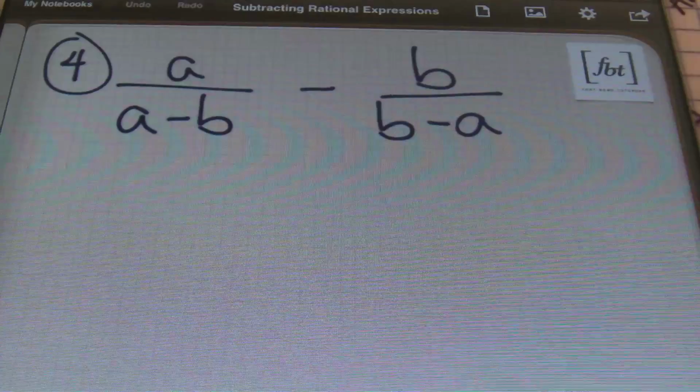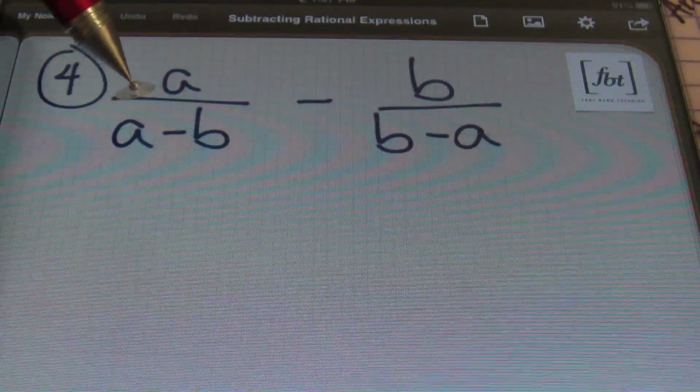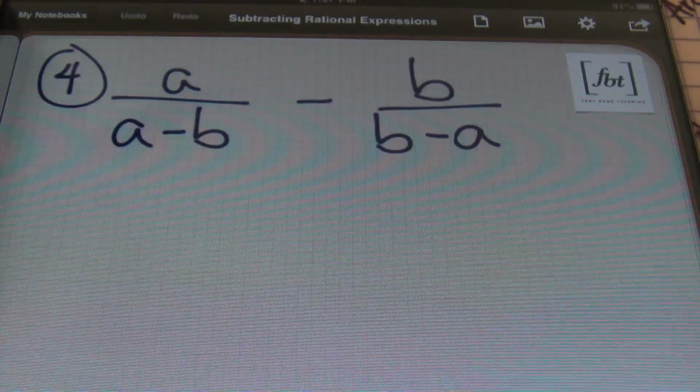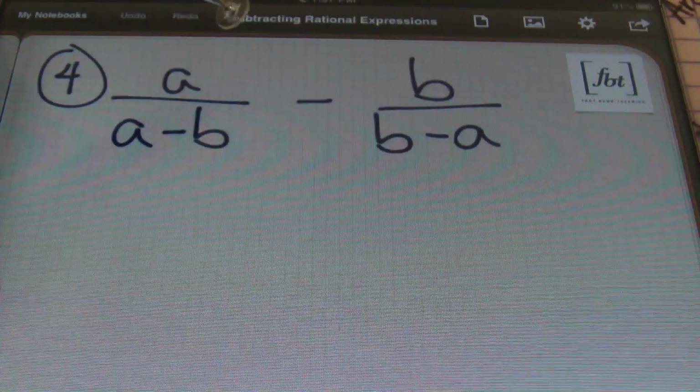In our problem number 4 here, we have a over a minus b over b minus a. Notice that in this problem, ladies and gentlemen, your denominators are similar, but they are not the same.